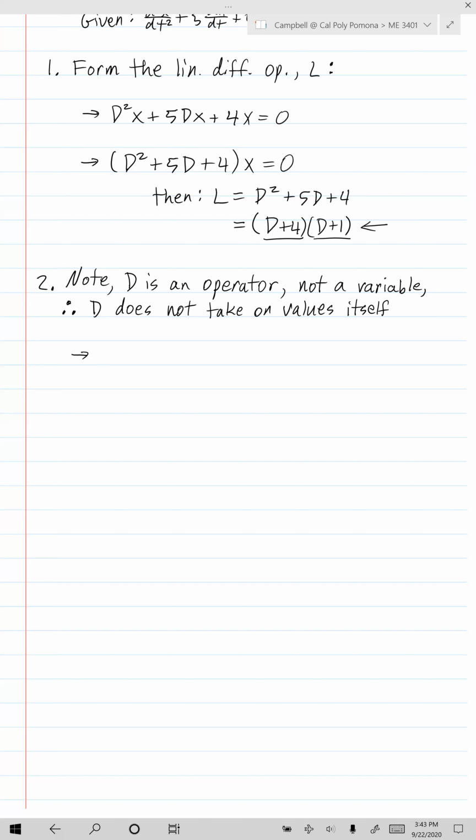So instead of doing this contrived thing where we would just take this linear differential operator and set it equal to 0: when it's an operator, it operates on things, it's not 0 in and of itself, so it wouldn't make sense doing that.